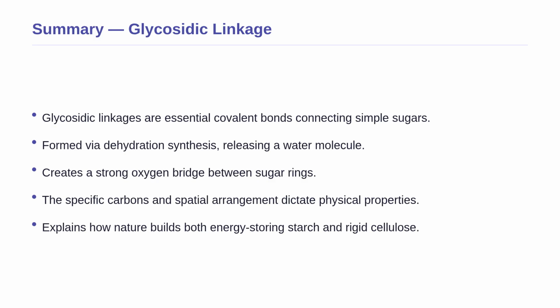We have covered the full topic of glycosidic linkages, so let us review the key takeaways. First, remember that glycosidic linkages are the essential covalent bonds that connect simple sugars into complex carbohydrates. Second, they are formed through a dehydration synthesis reaction that removes water to create a strong oxygen bridge. Finally, the specific carbons involved and their spatial arrangement, whether alpha or beta, completely determine the physical properties of the carbohydrate. Mastering this concept allows you to understand how nature builds everything from the starch in a potato to the rigid cellulose in a tree trunk.